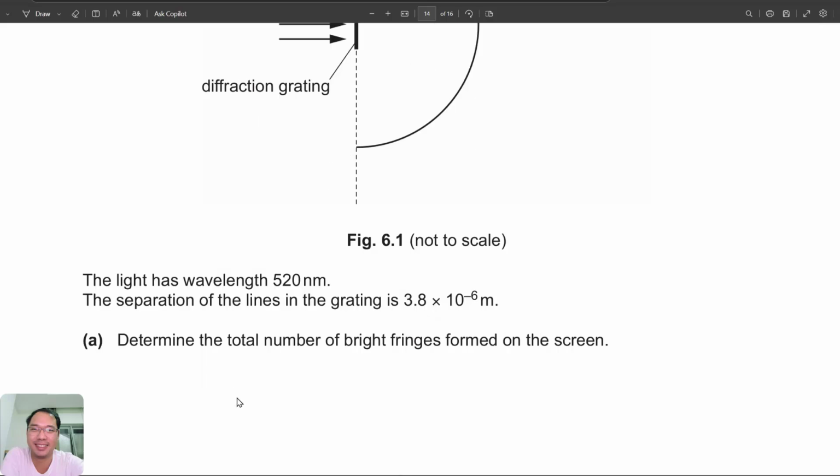The light has a wavelength of 520 nanometers. The separation of the lines in the grating is 3.8 times 10 to the power negative 6 meters. Determine the total number of bright fringes formed on the screen.